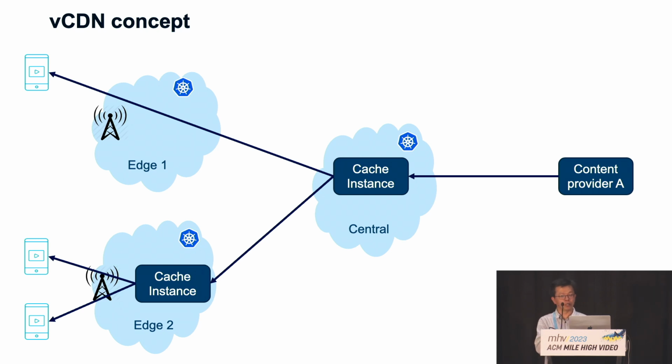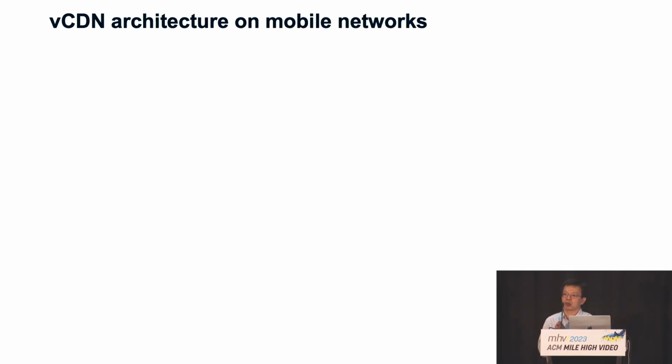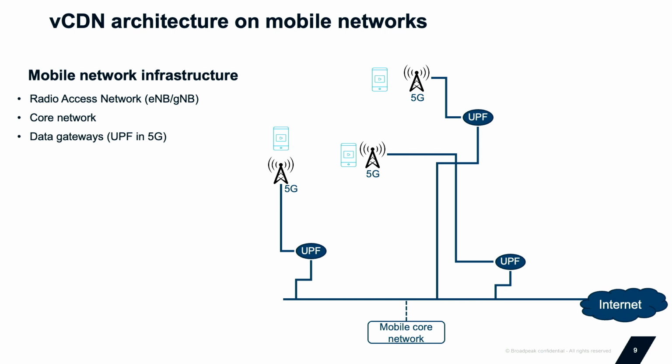With this concept, we came up with an architecture that first targets the mobile network. This architecture has three important building blocks. The first one is the mobile network infrastructure. It has three different parts: the radio access network, which is typically the connection between the mobile user and the mobile base stations; the core network, which handles the control plane of the network; and finally, the data gateways, called UPF in 5G, which handle the connections between the mobile user and the internet through the mobile network.